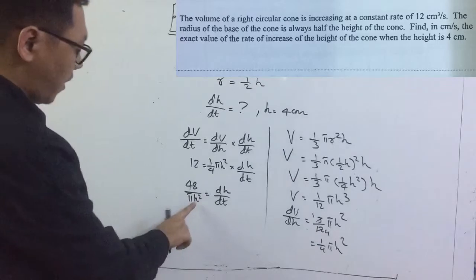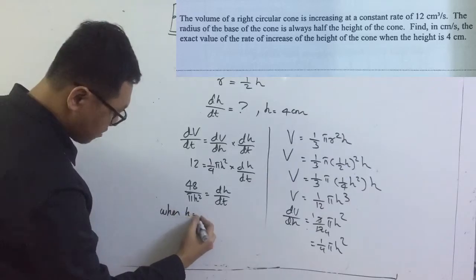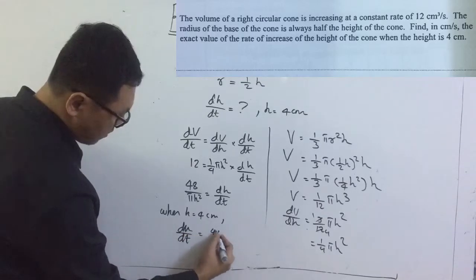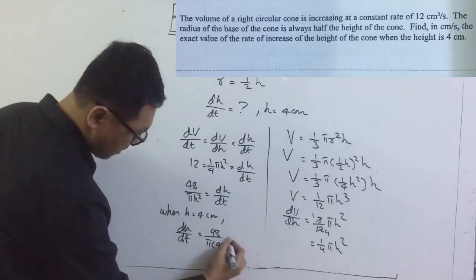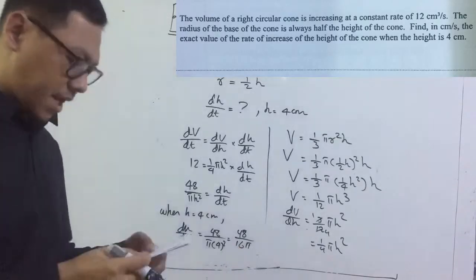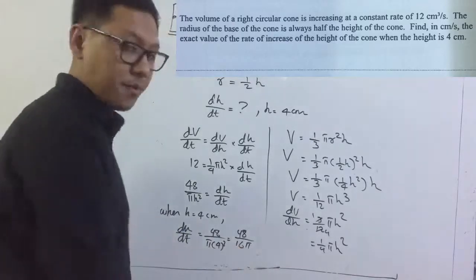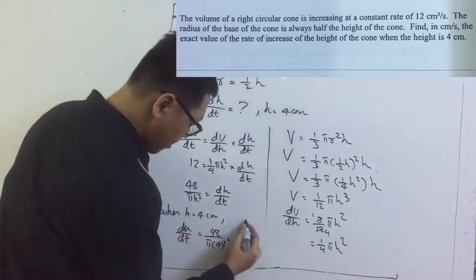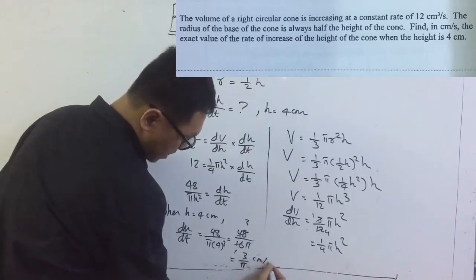Then we have one unknown value, which is h, and it is given here. So when h is equal to 4 centimeters, dh by dt is equal to 48 over pi times h squared, which is 4 squared, so 48 over 16 pi. What they ask is not significant figures, they say exact value. If you use the calculator, it will give you a decimal, so we don't want to do that. We just cancel out, so it will be 3 over pi cm per second.